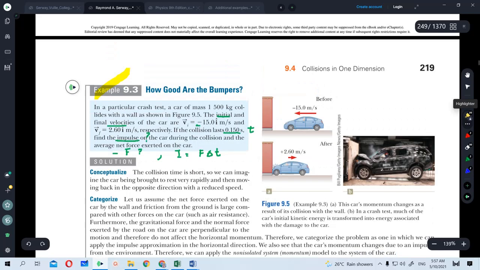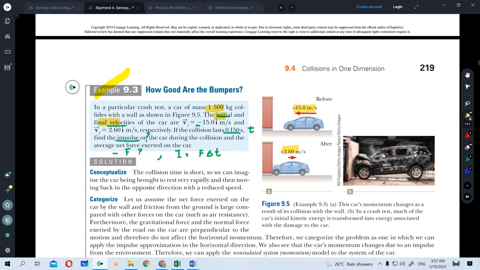Now let us look at the question. So in this particular car crash, there was this car, 1500 kg. It collides with a wall as shown. So the initial velocity is negative 15 and the final velocity is 2.6 meters per second respectively. So they already include the direction. So we have to consider that because this is momentum.